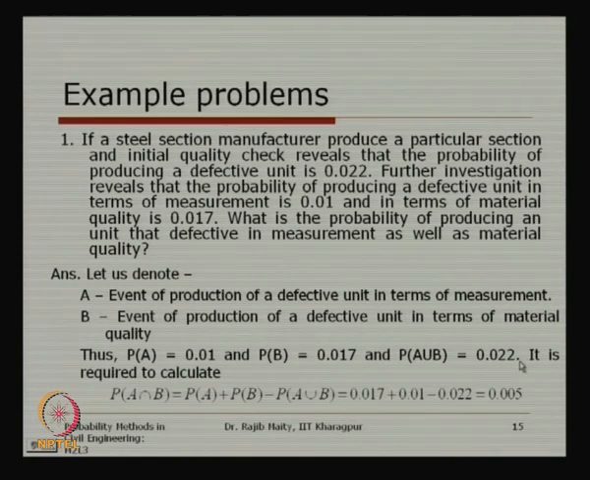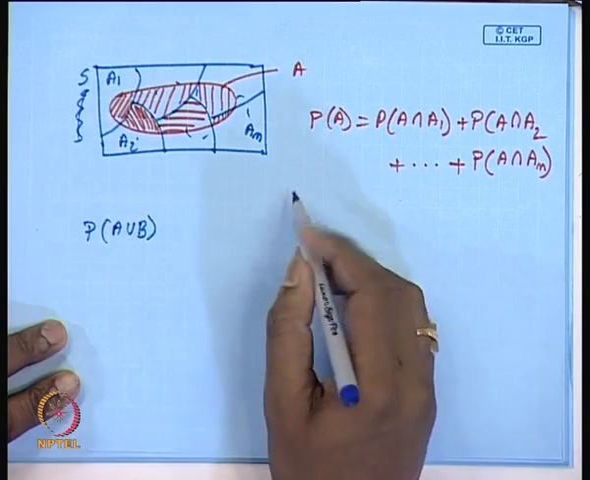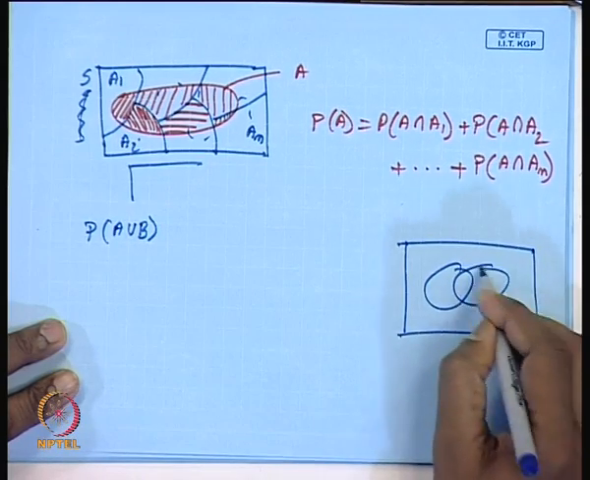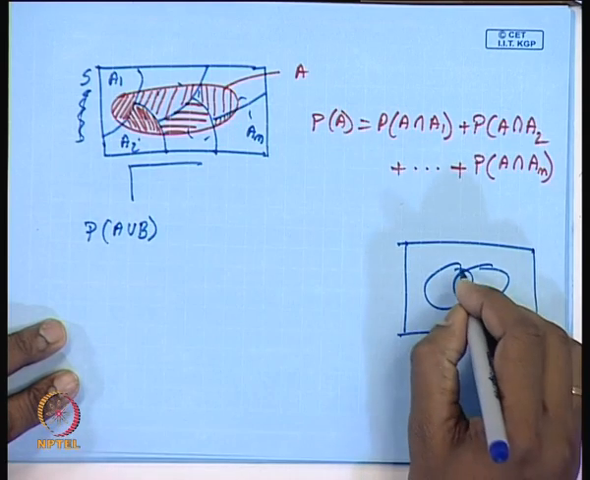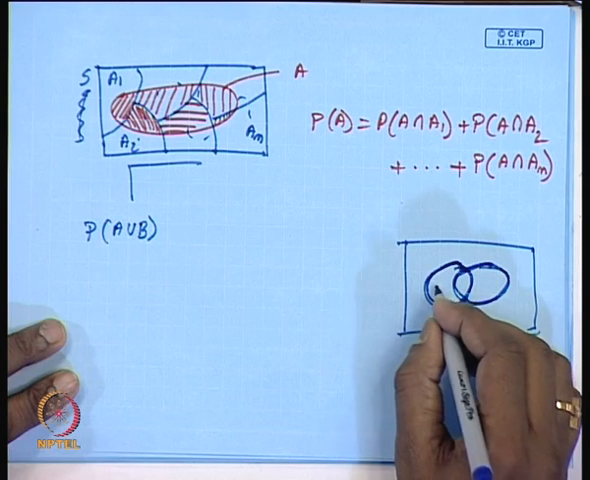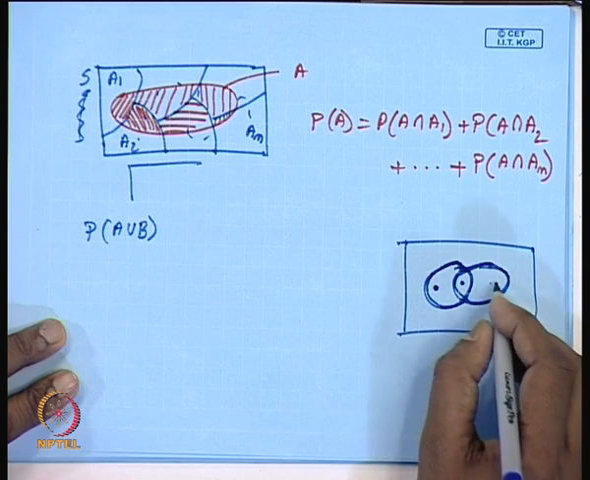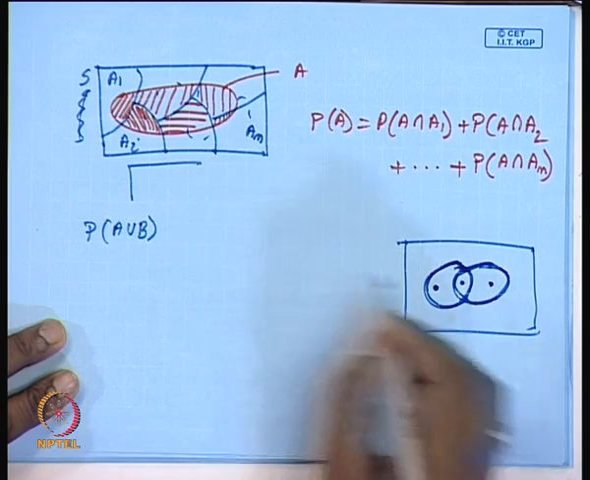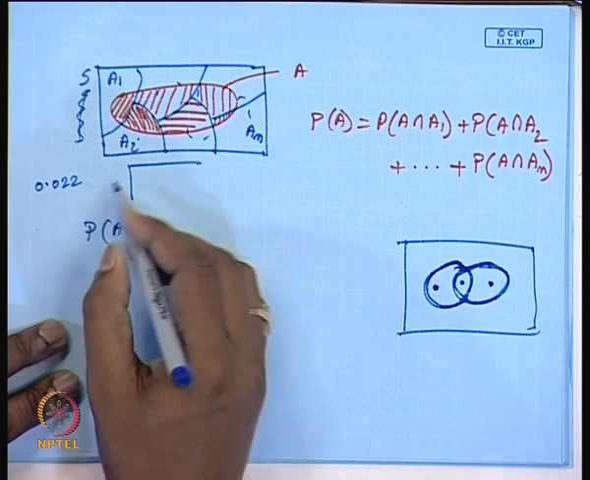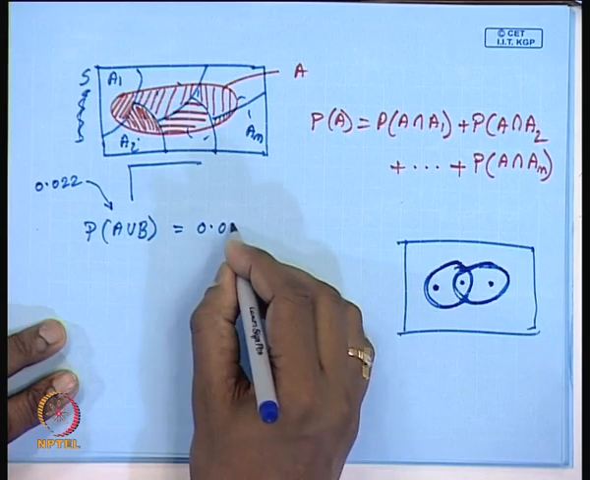0.022. So, when we are saying probability of A union B, if we again refer to that Venn diagram, with A and this B, when I am saying that a particular section is defective, it can be defective only for the reason of event A, it can be defective by both, or it can be defective by the second reason, event B. So, that is why the probability of a defective unit, 0.022, should refer to probability of A union B.